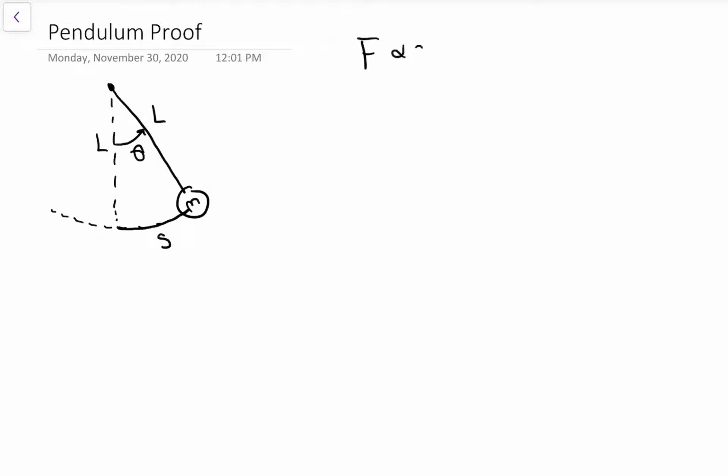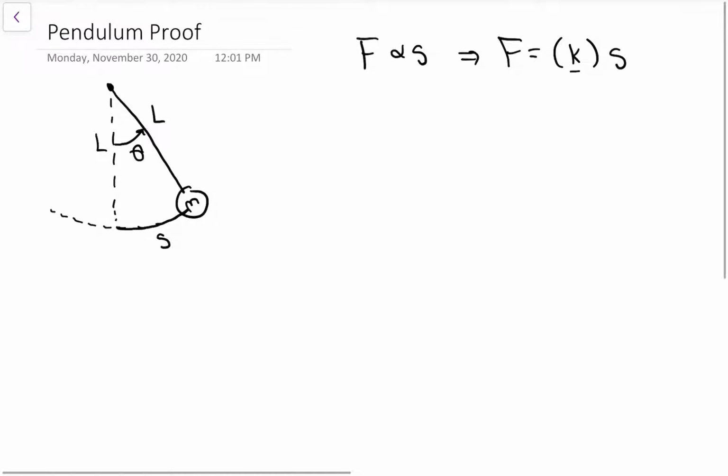If I can show that the force acting on the pendulum is proportional to S, really what that means is if I can do a free body diagram and some component work and show that F equals some constants multiplied by S, then I've shown that it's simple harmonic motion, and whatever I get as those constants, I can sub into those equations from the last proof.